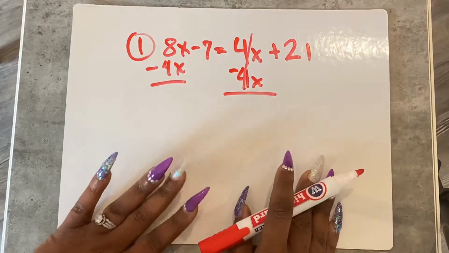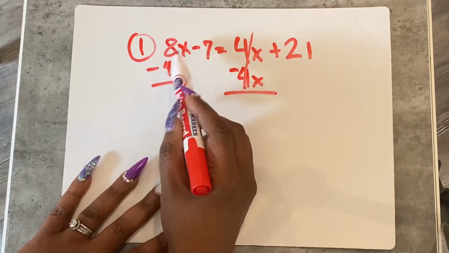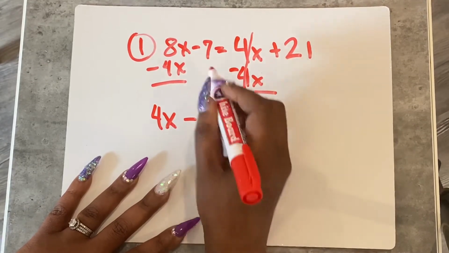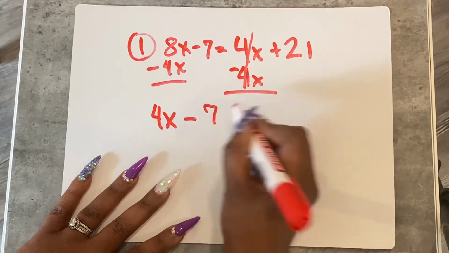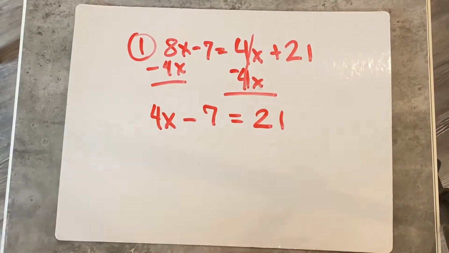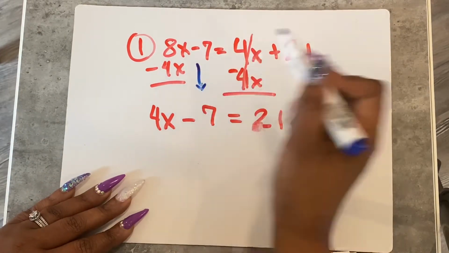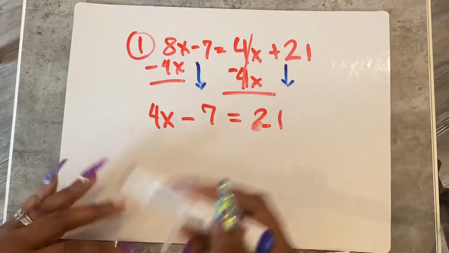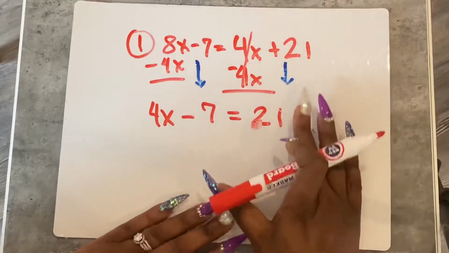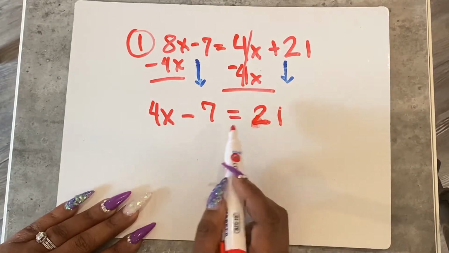Y'all know these zero out. Then I'm going to go from left to right. I'm going to say 8x minus 4x gives me 4x. And then I bring down everything I did not use. Y'all know you've got to bring down everything you didn't use. I didn't use the 7 and I didn't use the 21. Okay, so now I have a 2-step equation.